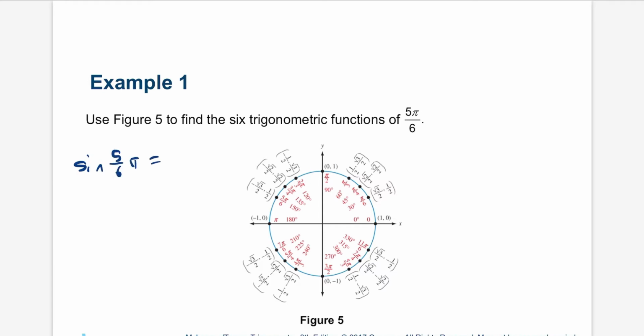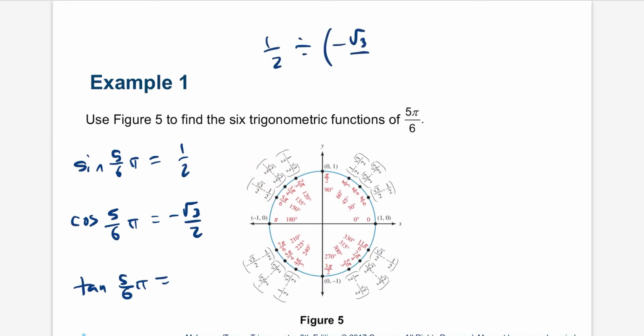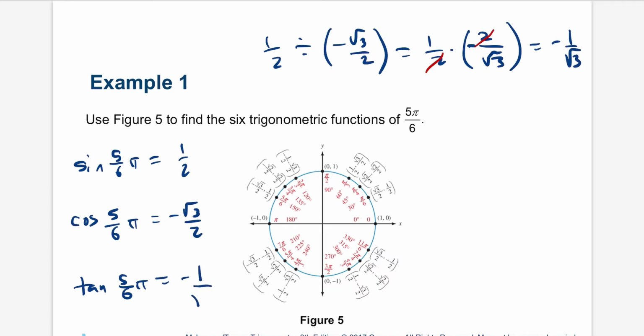So the sine of 5π/6 is the y-coordinate. The y-coordinate is 1/2. Cosine of 5π/6 is the x-coordinate. The x-coordinate is negative radical 3 over 2. Tangent of 5π/6 is y divided by x. So we can do y divided by x, which means multiply by the reciprocal. And you'll get the 2's to cancel out, and you'll end up with negative 1 over radical 3.